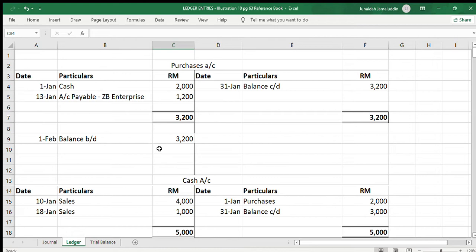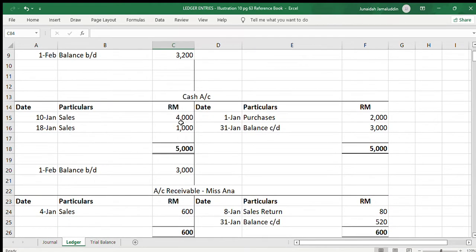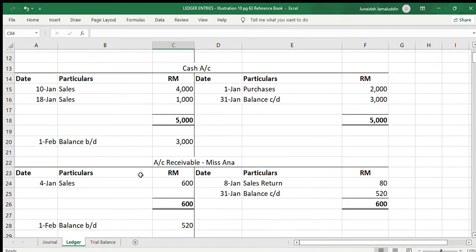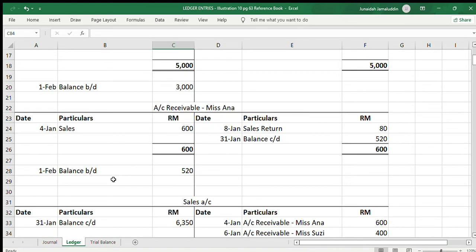Okay, so apa ni, balance BD at the debit side is known as debit balance. Kalau balance BD tu berada di sebelah debit, we call it debit balance. Okay, for the cash account, balance BD is also at the debit side, and so cash account also has a debit balance. Alright. And for account receivable, balance BD is at the debit side. So account receivable also has a debit balance.